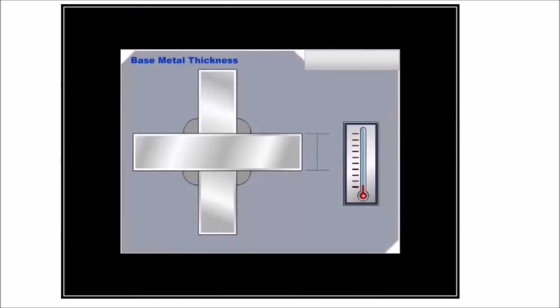Base metal thickness also has an effect on the cooling rate. Generally, welds on thicker base metal cool more rapidly than welds on thin sections. The larger heat capacity, or heat sink, associated with the thicker sections produces faster cooling of the weld bead.